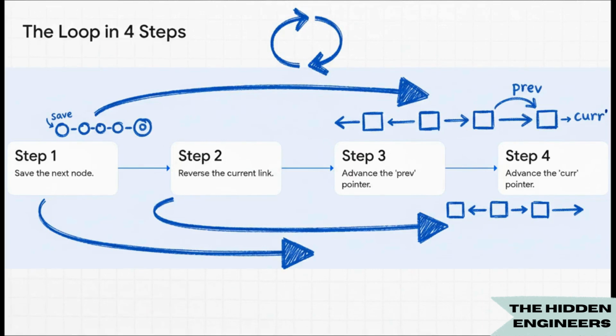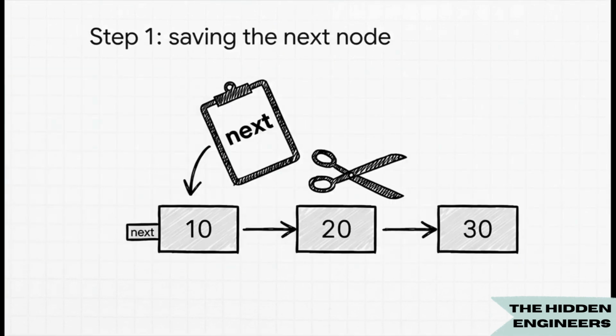The entire magic of this whole thing boils down to these 4 simple steps. That's it. For every node, we do these exact 4 things in this exact order. Let's walk through one full cycle, nice and slow. Okay, step 1. We take our next pointer and have it grab onto node 20. This is so important. We have to do this first, because in the very next step, we're literally about to break the connection between 10 and 20. Without saving this link first, the rest of our list would just float away.